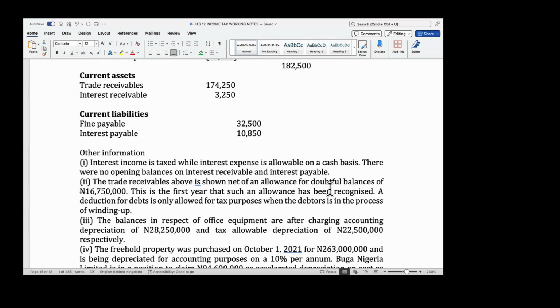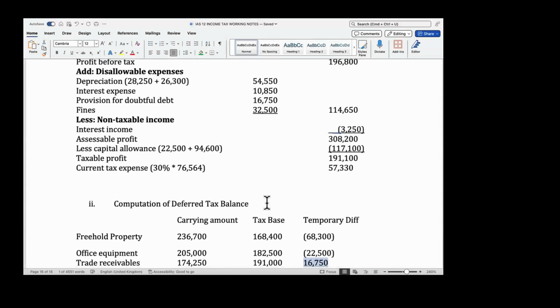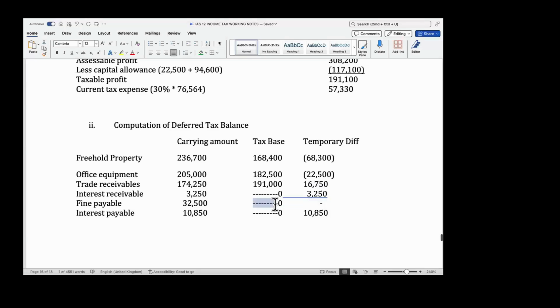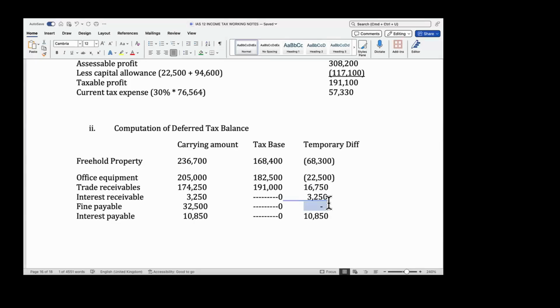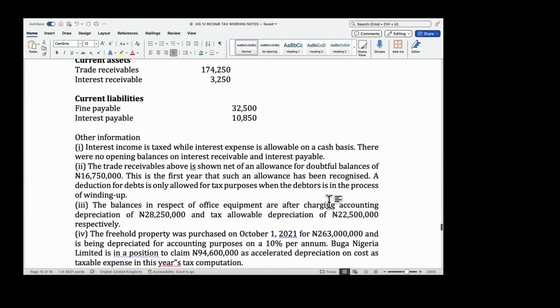Okay, so based on Nigerian law, fines and penalties are disallowable. Whether you pay it now or whenever you pay it, it is disallowable at every point in time. So for that reason, it has no future tax consequence. When you have items like that that are disallowable, it's a permanent difference, which is why we put a dash under temporary difference. So zero, the taxman will not capture it because it is disallowable. We didn't put it as a temporary difference because it's permanent. It's never allowed. Okay, I need more questions, please.